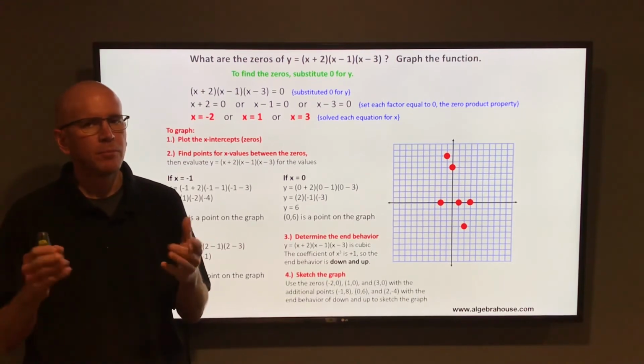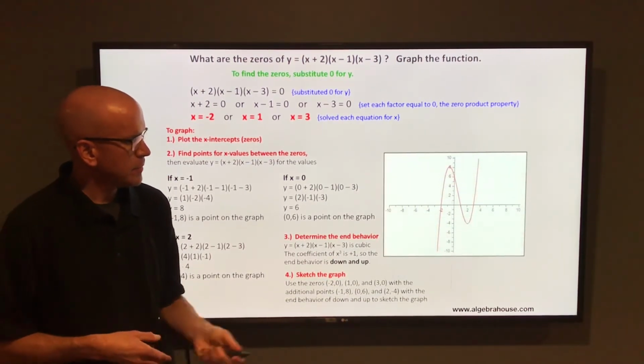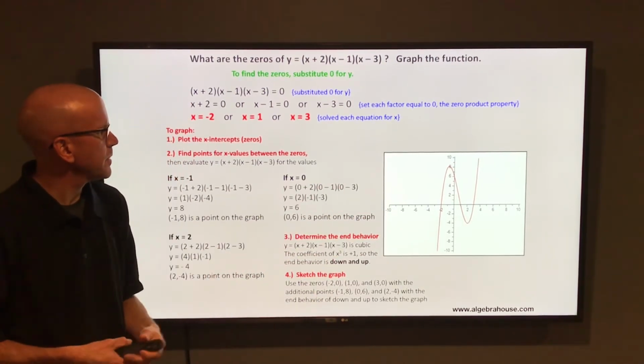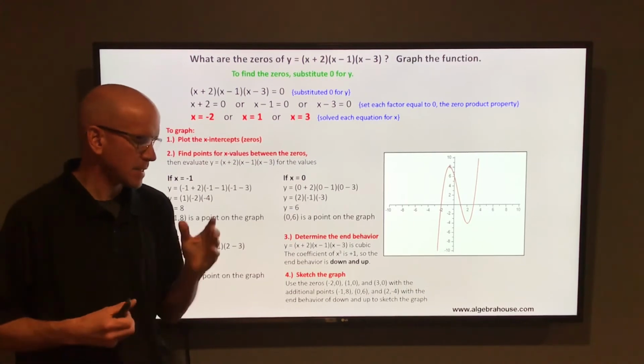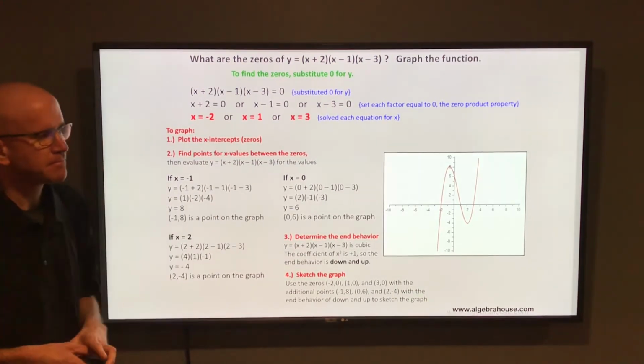Once again, you're more accurate graphing this with the graphing calculator, and it would look nice and neat just like that. So that is the graph of that equation. The x-intercepts are -2, 1, and also 3.